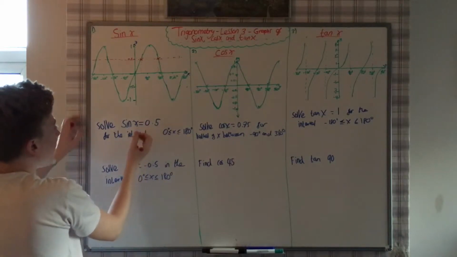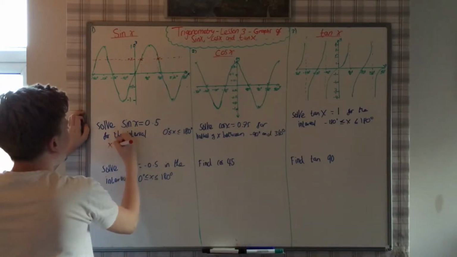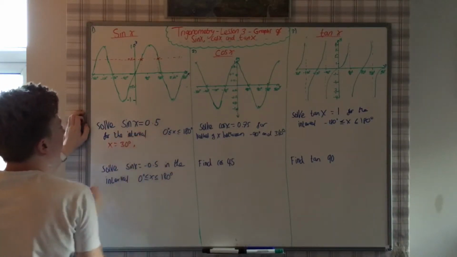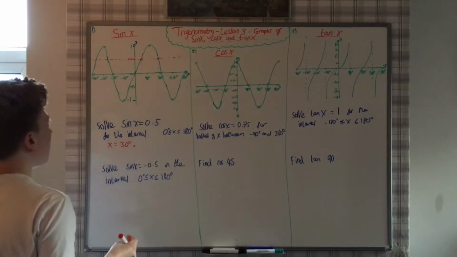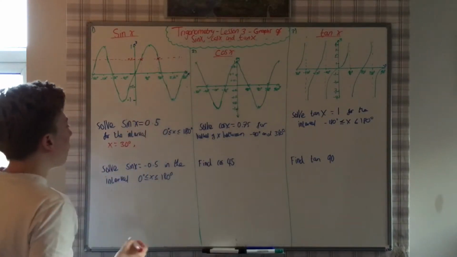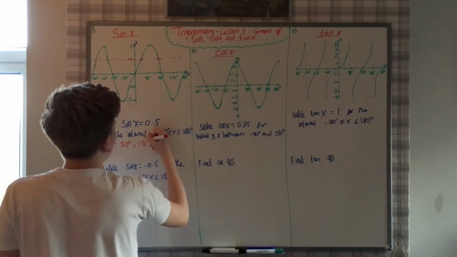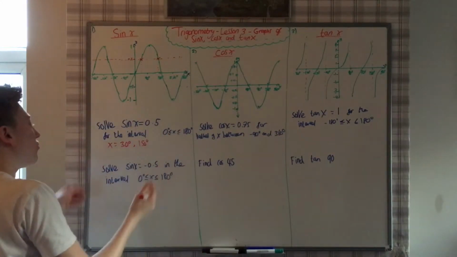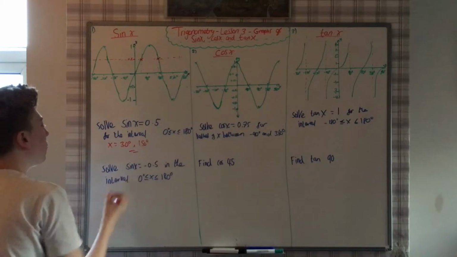Well, sin 30 is a half, so we should know that one solution is going to be 30 degrees. That's one we should memorise. To work out the other solution, we just read off this value, which happens to be 150 degrees. It's just 30 degrees off 180. So they're the two solutions.